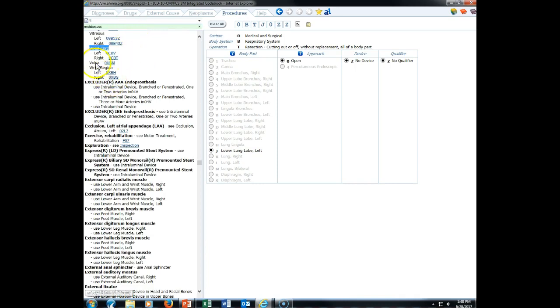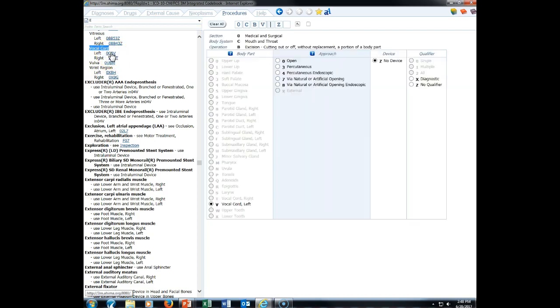Okay, so excision vocal cord. We don't have a bilateral, so we're going to have to code the left, and then we're going to have to code the right. So we're going to have two codes for this. So we said our approach was natural or artificial opening endoscopic, and there is no qualifier. So this is our code for the left vocal cord, 0CBV8ZZ. Now, if we want to do vocal cord right, we just change the body part, and that's the only character in this code that changes.